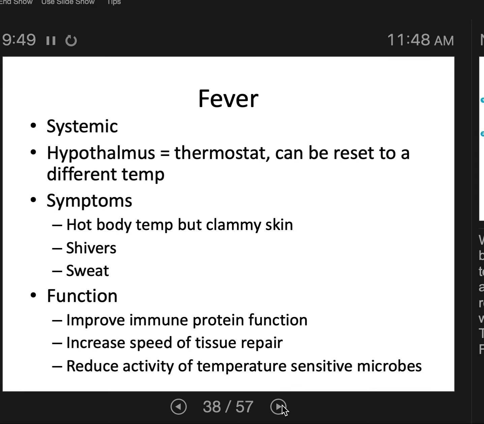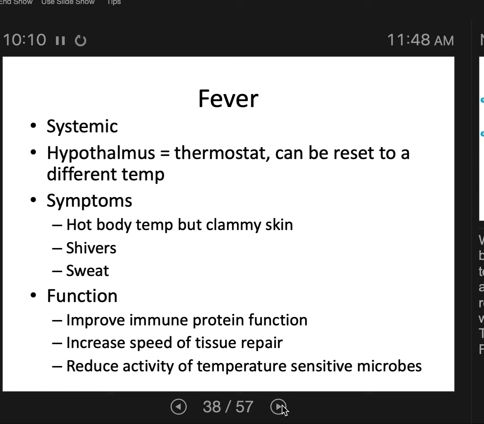And fever. Fever and inflammation are similar in some ways, but they have some important differences. Fever is systemic, meaning it's your whole body, right? When you have inflammation, it's one specific area of your body that's infected or wounded. A fever is your whole body.